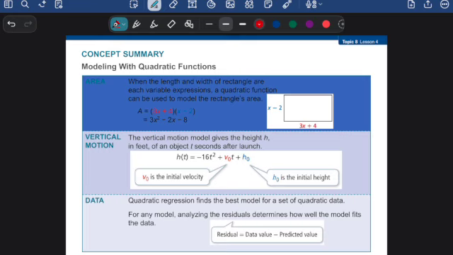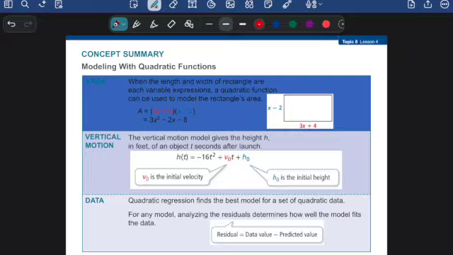We made it to the concept summary for modeling with quadratic functions. You can see how they're useful if you're talking about price increases. How much do you increase before you start losing money? Or if we're looking at area, it's always going to be a quadratic function because we're doing units times units. We're going to have units squared.